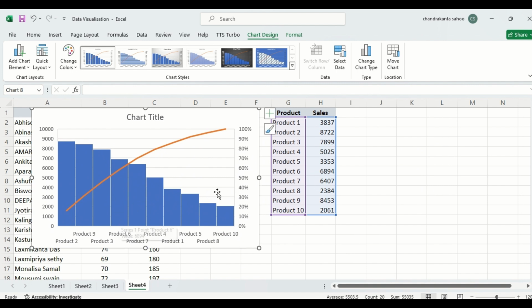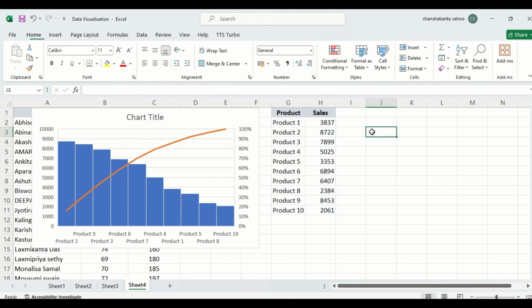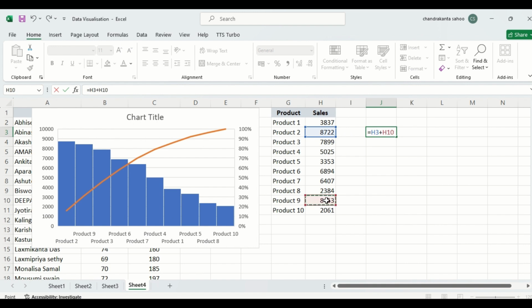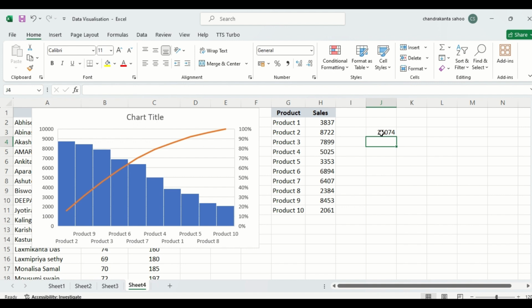Out of 10 products, only 3 products are giving more sales, with close to 45% of the sales coming from them. Let us see. So what are they? Equal to the product 2, this one, then plus product 9, then plus product 3. So you see, this is the value we are getting: product 2, 9 and 3.